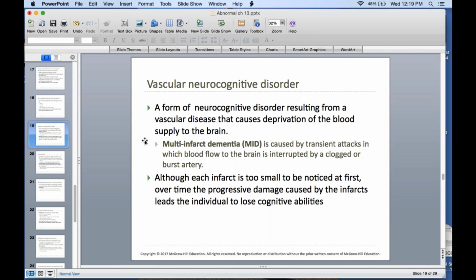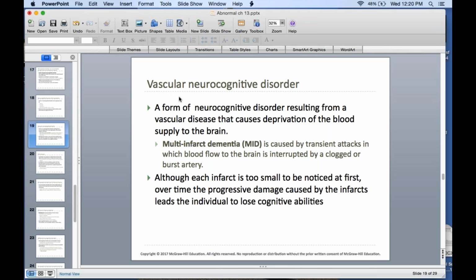The next one we're going to talk about is vascular neurocognitive disorder. This results from a vascular disease that causes the deprivation of blood supply to the brain. Some people call this multi-infarct dementia. That is caused by transient attacks, in which blood flow to the brain is interrupted by a clogged or a burst artery. Although each infarct is too small to be noticed at first, over time, the progressive damage caused by these leads to the individual losing cognitive abilities.